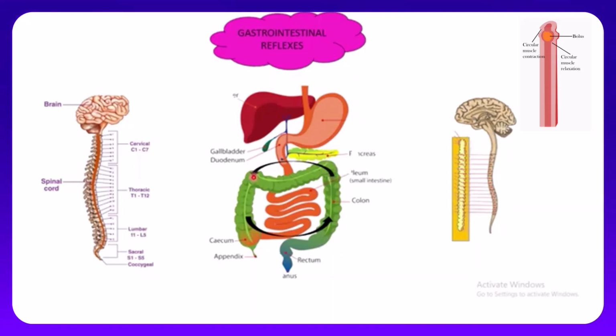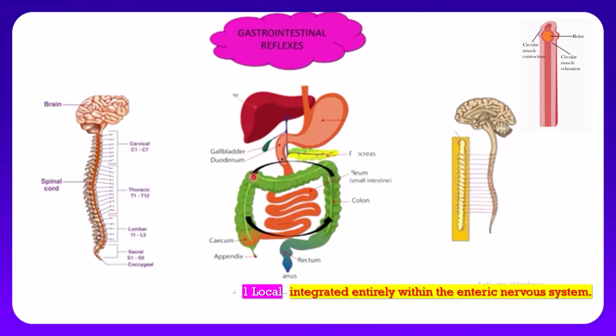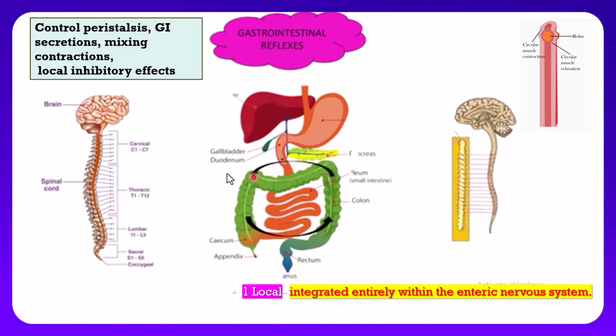Now, reflexes of the gastrointestinal tract. In the gastrointestinal tract, we have three types of reflexes. The first one is local reflexes, which are integrated entirely within the enteric nervous system. These impulses have no center outside of the gastrointestinal tract; they originate in the GIT and act inside the GIT. These actions control peristalsis, gastrointestinal secretion, mixing contraction, and local inhibitory effects.